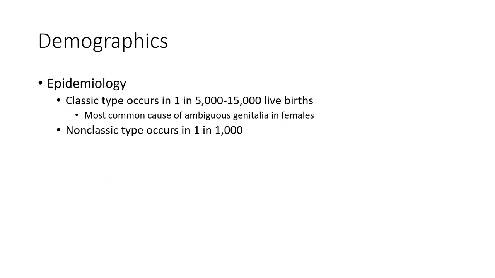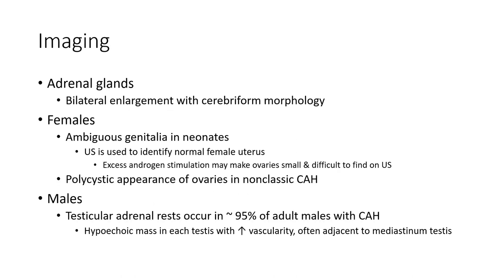Demographics. Classic type occurs in 1 over 5,000 to 15,000 live births. Most common cause of ambiguous genitalia in female. Non-classic, typically occurs in 1 over 7. Imaging: adrenal gland, bilateral enlargement with cerebriform appearance.